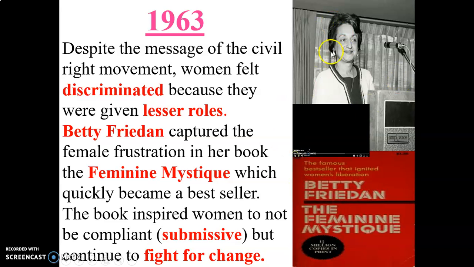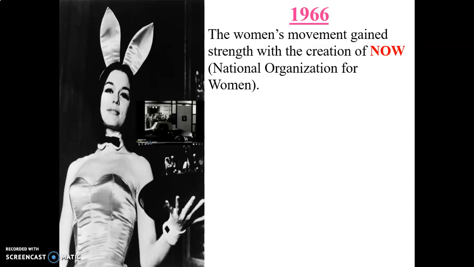Betty Friedan, who is this lady right here, captured the female frustration in her very famous book called The Feminine Mystique. Betty Friedan was an author. She wrote this book that talks about what women are in society, what they feel, what they do, and what their roles are. It quickly became a bestseller, and this book inspired women to not be compliant or submissive, to not continue to do what they were being told to do, but to fight for change. So it was a woman empowerment movement that encouraged women to go against the traditional roles of what a woman is supposed to be doing and take charge of their own lives. So, very famous book, The Feminine Mystique.